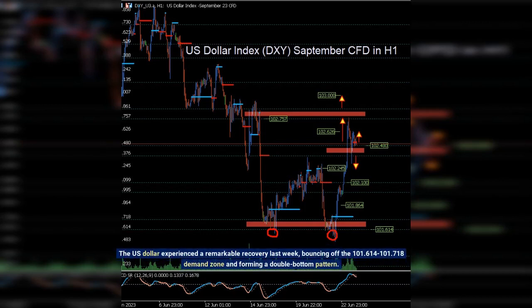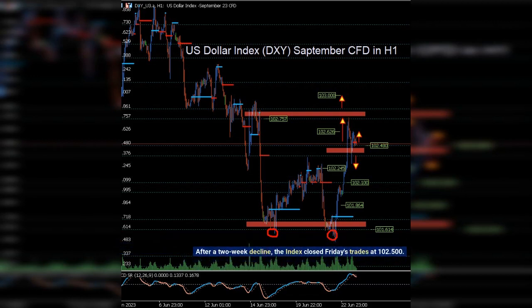Now let's examine the US dollar index, DXY, in the 1-hour timeframe. The US dollar experienced a remarkable recovery last week, bouncing off the 101.614 to 101.718 demand zone and forming a double bottom pattern. After a 2-week decline, the index closed Friday's trades at 102.500. However, the price reversal was halted at the 102.757 supply zone, raising doubts about the sustainability of the recovery or whether a consolidation phase is underway.